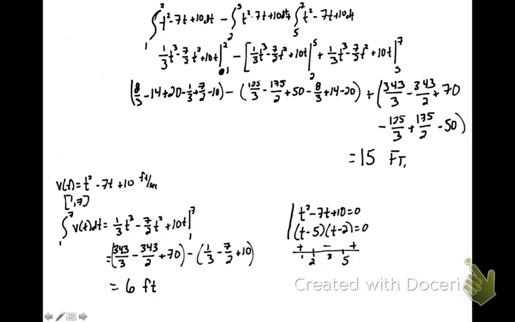In the next video, we'll look at a few more examples that are relating this idea of straight line motion with distance and displacement.